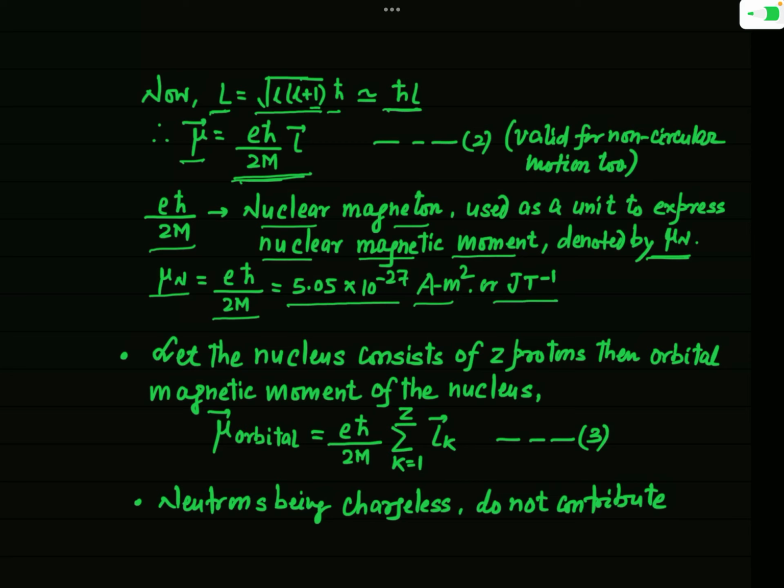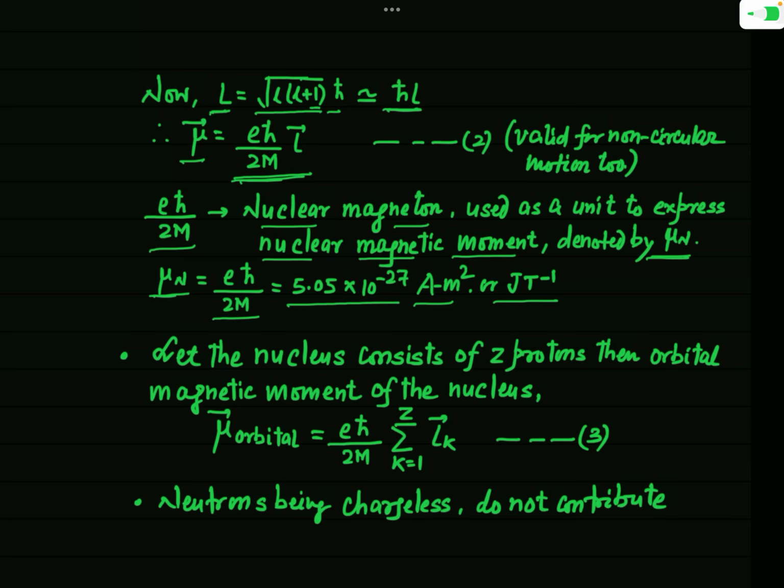This is Joule Tesla inverse. So remember this value of the nuclear magneton, and this is just a unit to express the value of the nuclear magnetic moment. Okay, and as I have told you, the neutron will not have this type of magnetic moment, because the neutron has no charge.